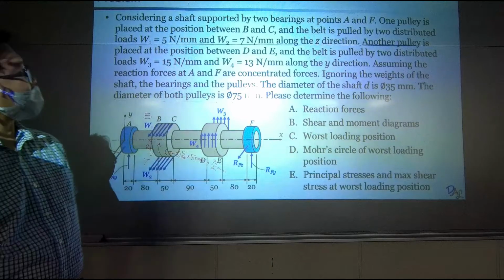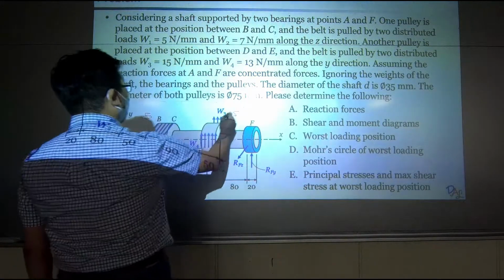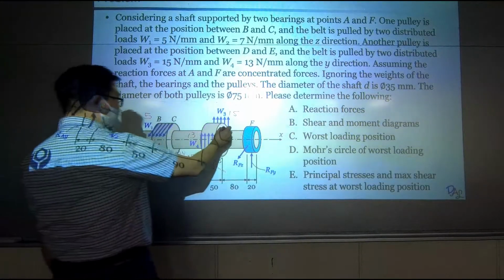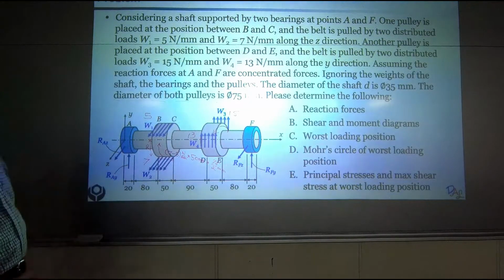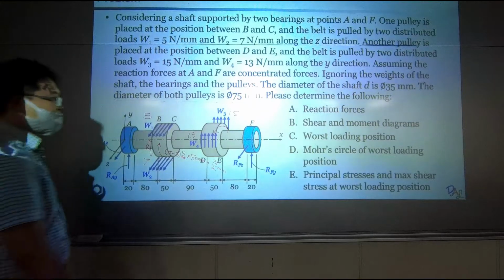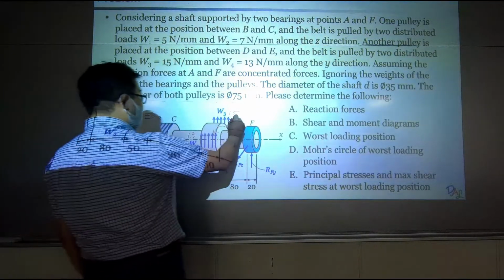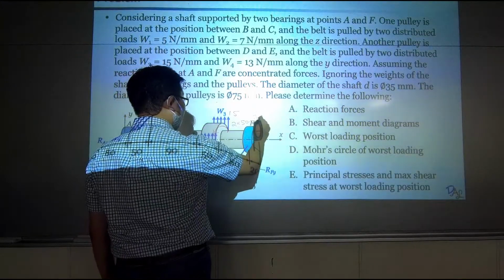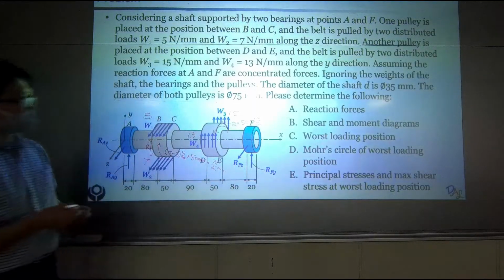And over here, let's take a look at this one. This is 15, and this one is 13. So this one, similarly, is having a moment following a different direction, and overall, it's also having 2 times 50 times 75 over 2. The moment is this big, okay?